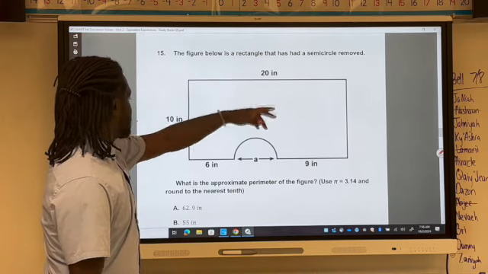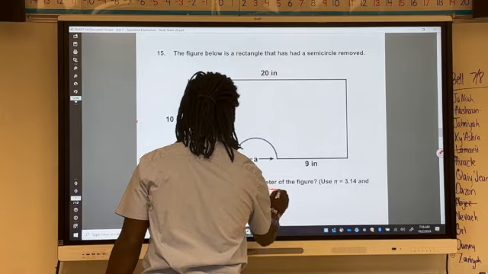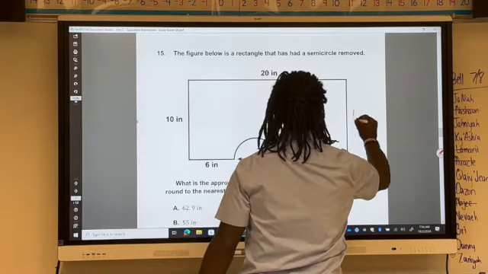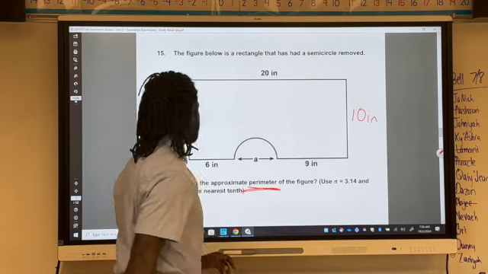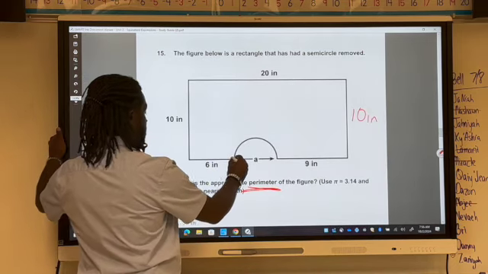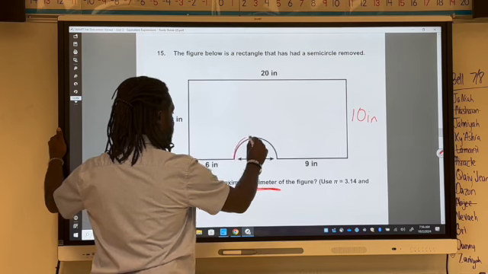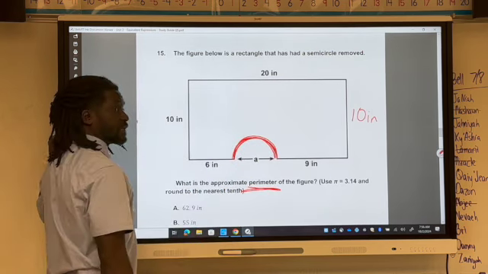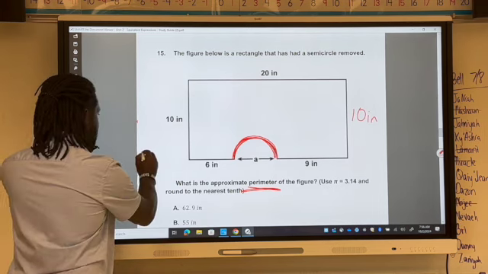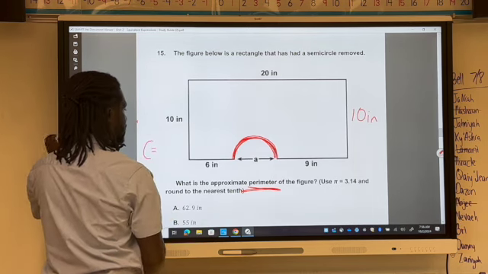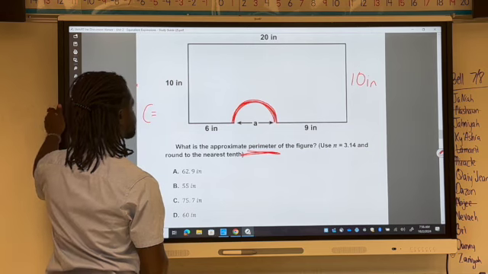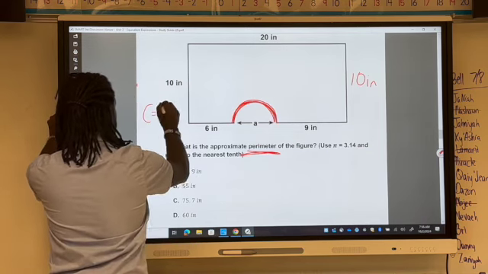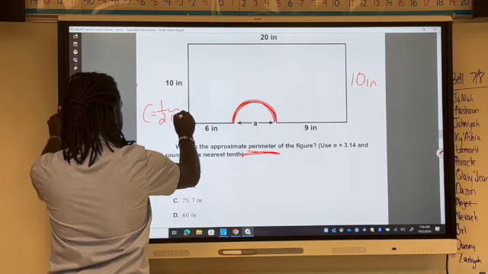This one is asking me to find the perimeter again. So I need all of my sides. This side is 10 inches. Then I need to find the circumference, the outside, the perimeter of the semicircle. The circumference is C equals pi d. But because it's half of a circle, I'm going to do 1/2 pi d.